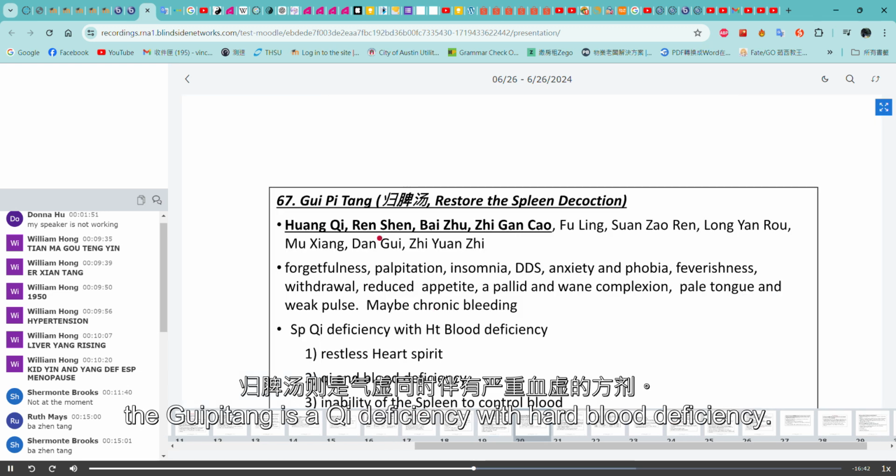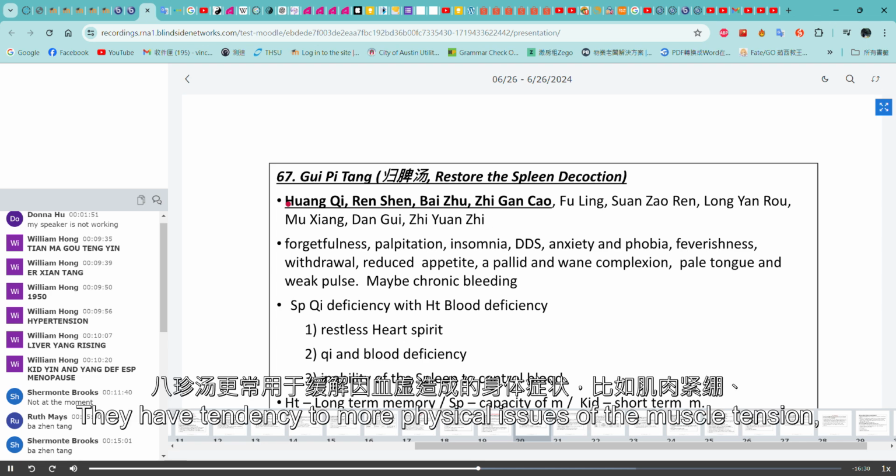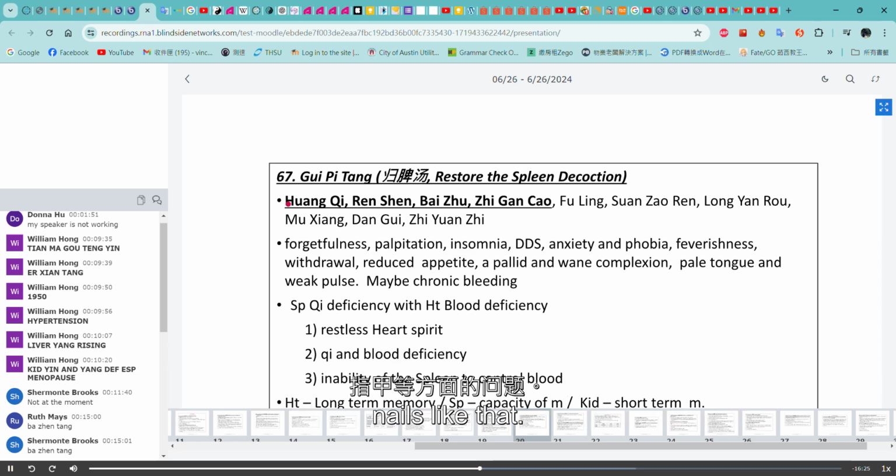And the Guipitang is a Qi deficiency with heart blood deficiency. Compared to the Bazhentang, which is more liver blood, so they have a tendency to more physical issues of muscle tension, nails like that, but more menstruation. This is more at the emotional level: forgetfulness, palpitation, insomnia, dream-disturbed sleep, anxiety like that.